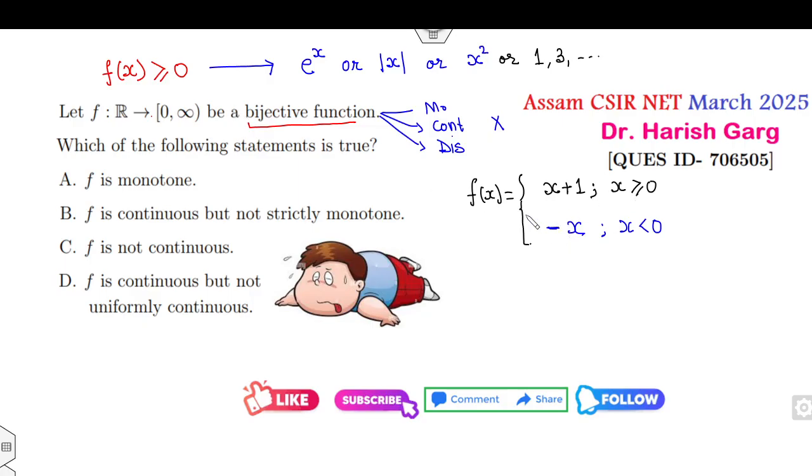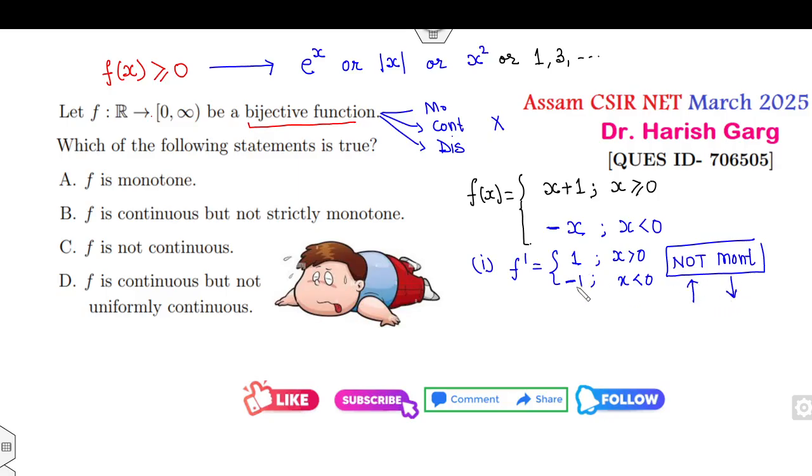Now check whether it's monotonic or not. You can see f dash is 1 and minus 1, whenever x is greater than 0 and x is less than 0. That means this is not monotonic, because the rate of change is not constant. So it is not monotonic. Not constant means it does not have the same sign. Sometimes it's positive, sometimes it's negative. That means it is not monotonic.